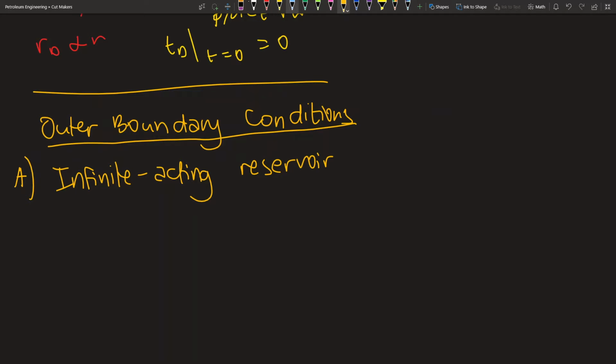I'll just use orange for this one. We write the condition as P when radius goes to infinity at any time is simply equal to P sub i, because we assume that the pressure at any location before the boundary is equal to P sub i, and we assume that the reservoir is infinitely large because the pressure transient has not yet felt the boundary, so we can just write it in this way. So the question is, how can we rewrite this in dimensionless terms? That's actually fairly simple. We can just rewrite it as follows.